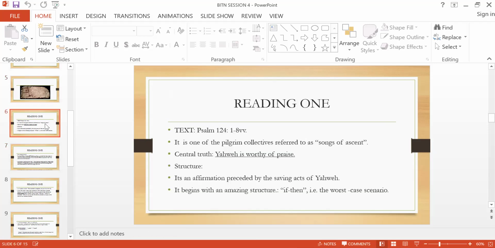Reading one. All right. So we take our text from, like I said, Psalm 124, verses 1 to 8. Like we said, it is one of the pilgrim collectives referred to as songs of ascent. And the central truth in this text is this, that Yahweh is worthy of praise.